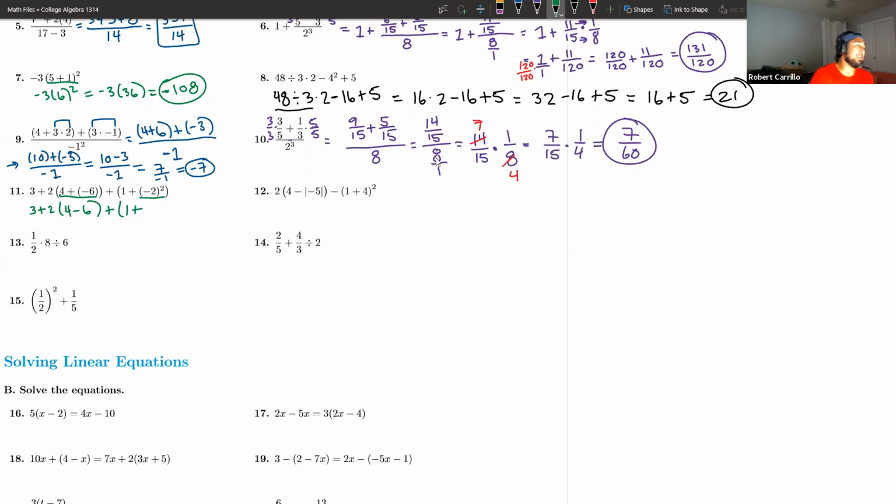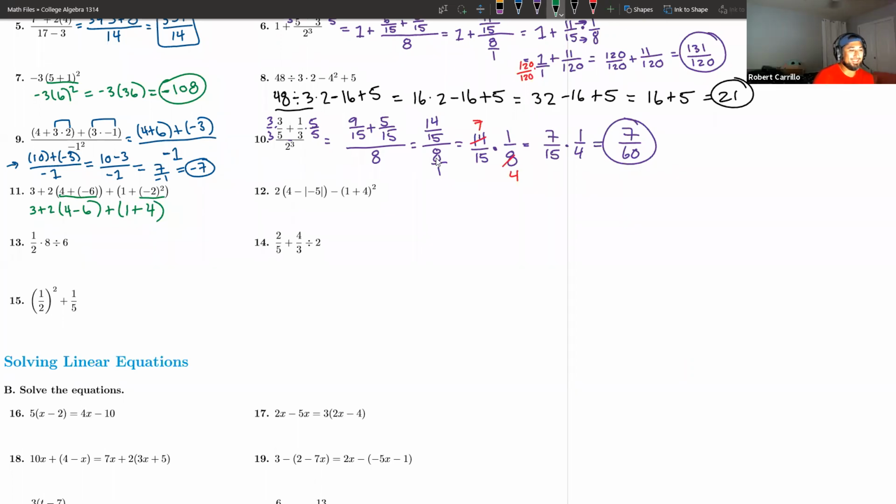Is that going to become a positive 4 or a negative 4? Negative 4. Careful. What does it have around it? Oh, the parentheses. Okay, a positive 4. Positive 4. There you go.